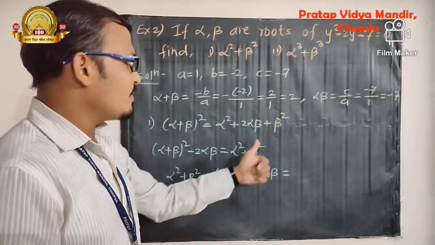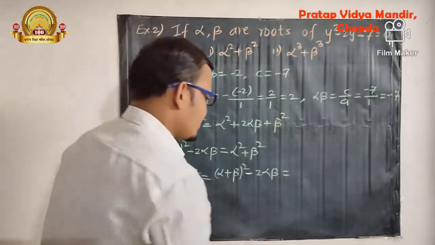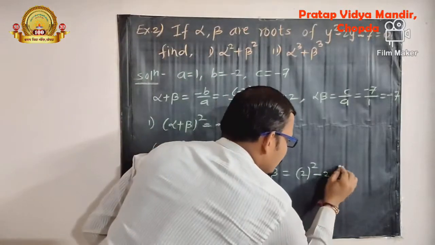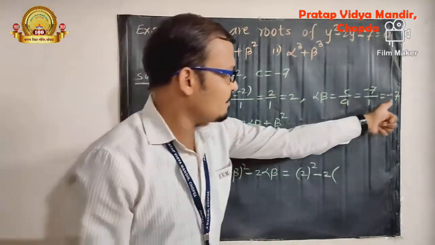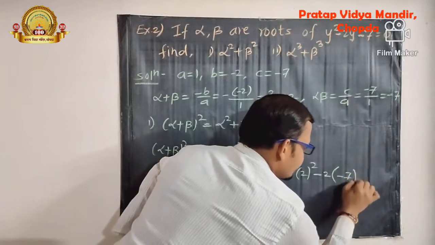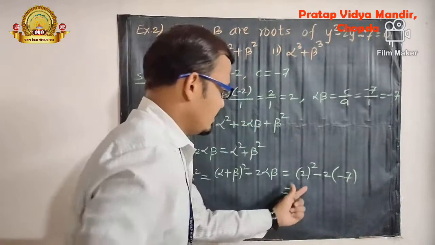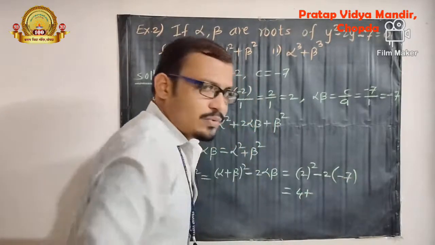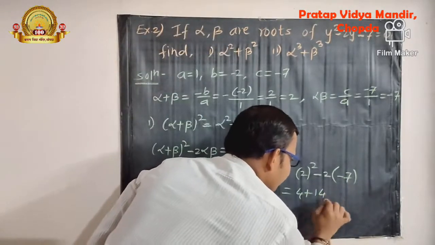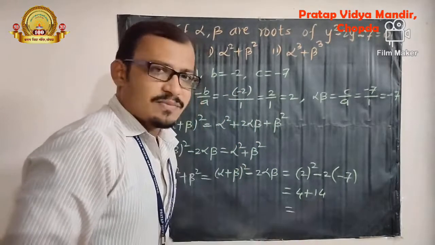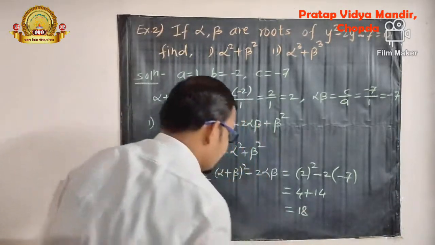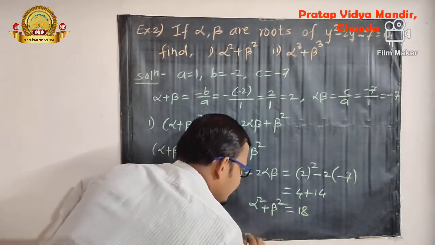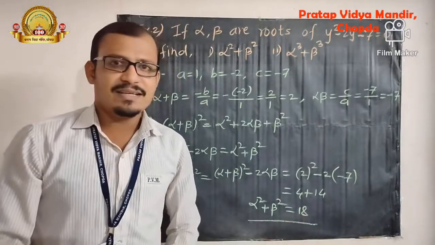So what is the value of alpha plus beta? Alpha plus beta is 2. So 2 square minus 2 into, what is the value of alpha into beta? Minus 7. So let us solve this. 2 square is 4, minus minus plus, 2 into 7 is 14, and 4 plus 14 is 18. And friends, therefore the value of alpha square plus beta square is nothing but 18.